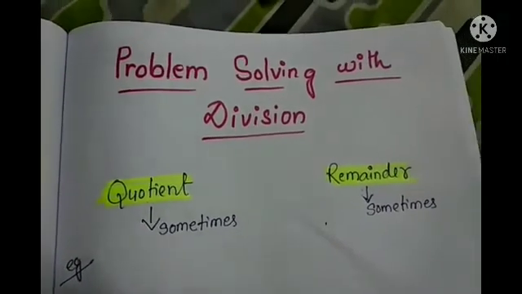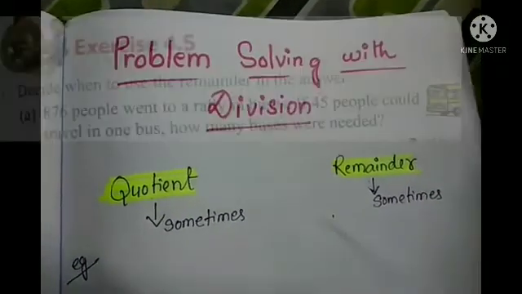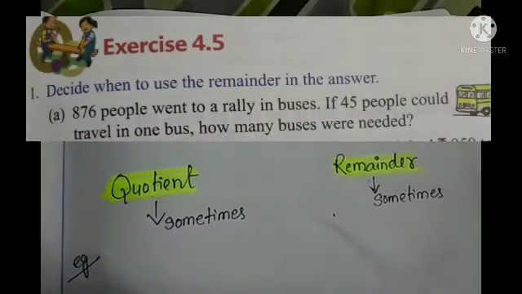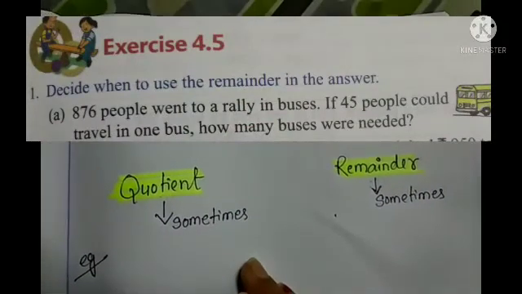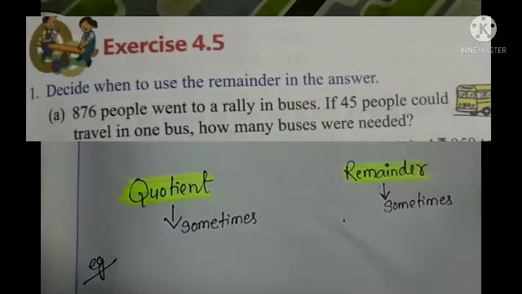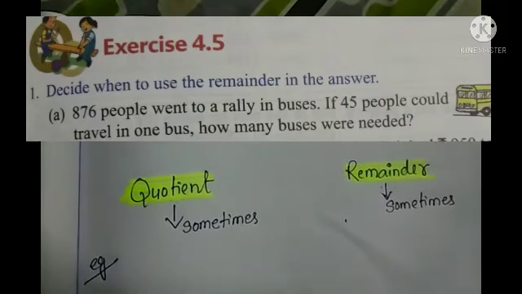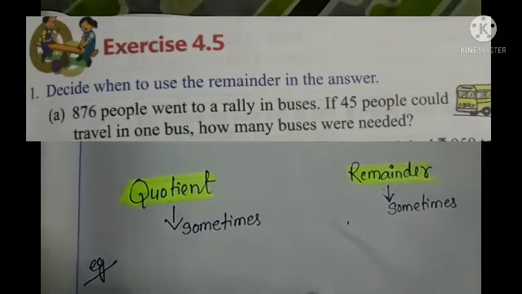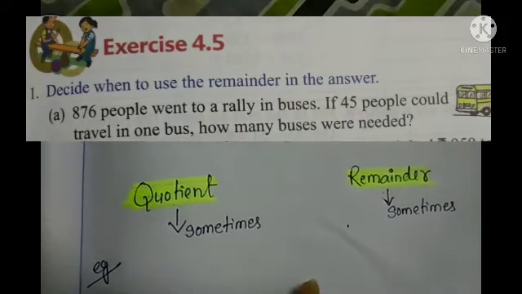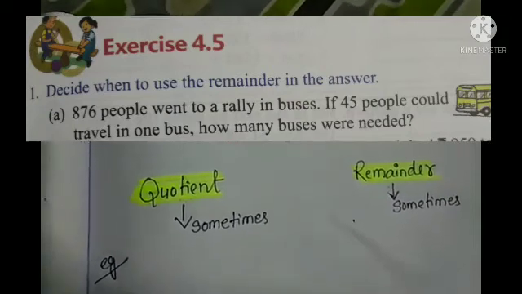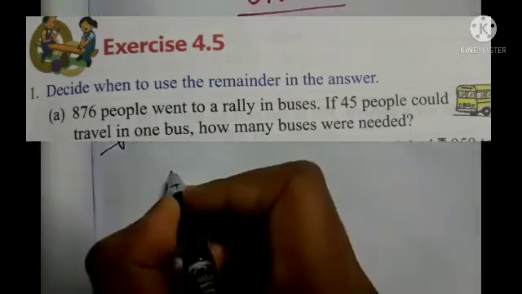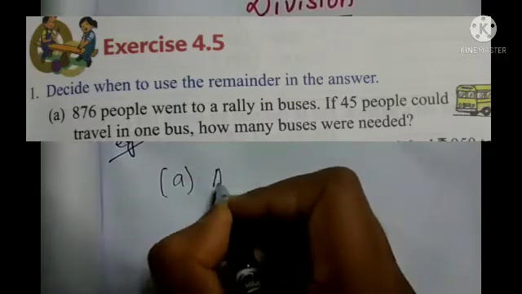So I think you can see the screen. There is a question from your exercise 4.5, number A. Here you see: 876 people went to a rally in buses. If 45 people could travel in one bus, then how many buses were needed? So here I will show you the solution, students.